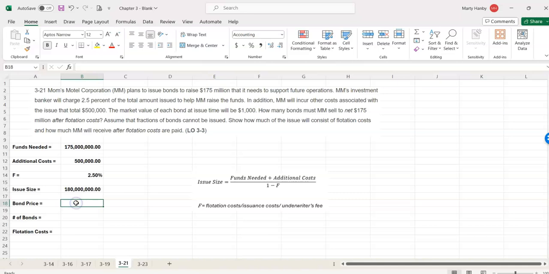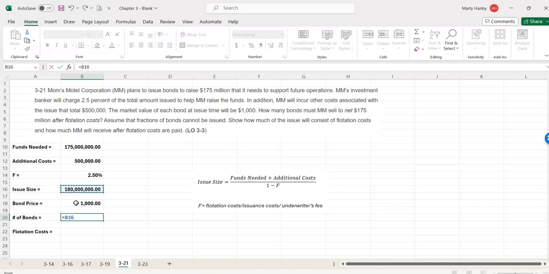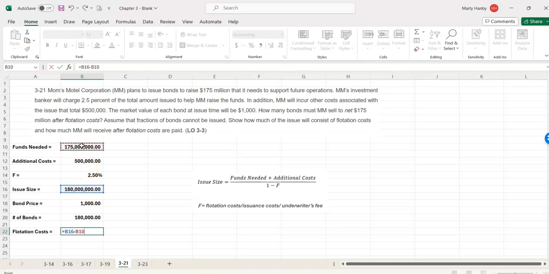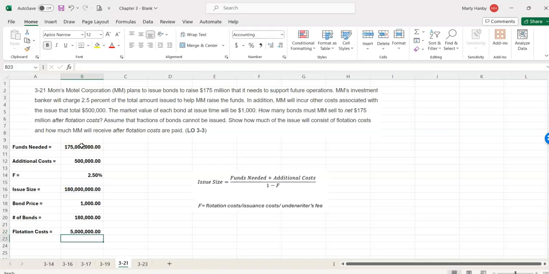So we're going to get $1,000 for each bond. So number of bonds, 180 million divided by 1,000. And our flotation costs are simply the issue size minus the funds needed. So $5 million in issuance.